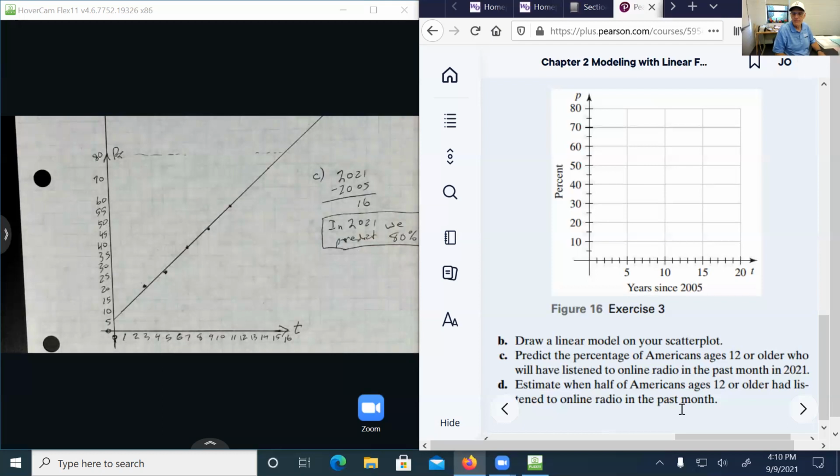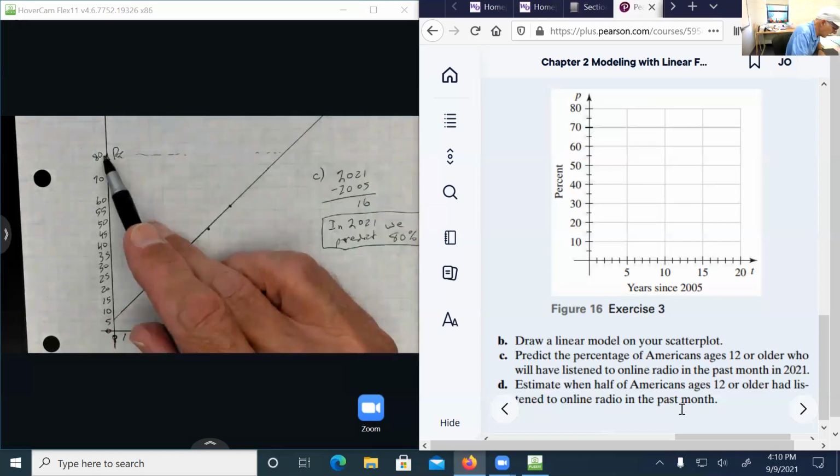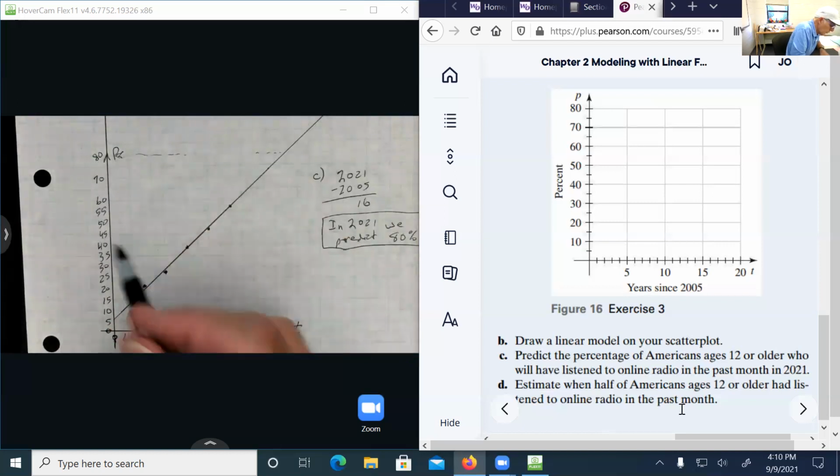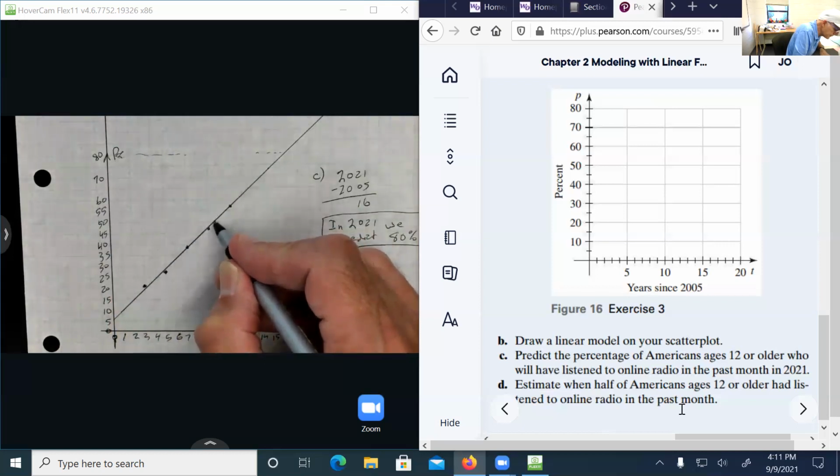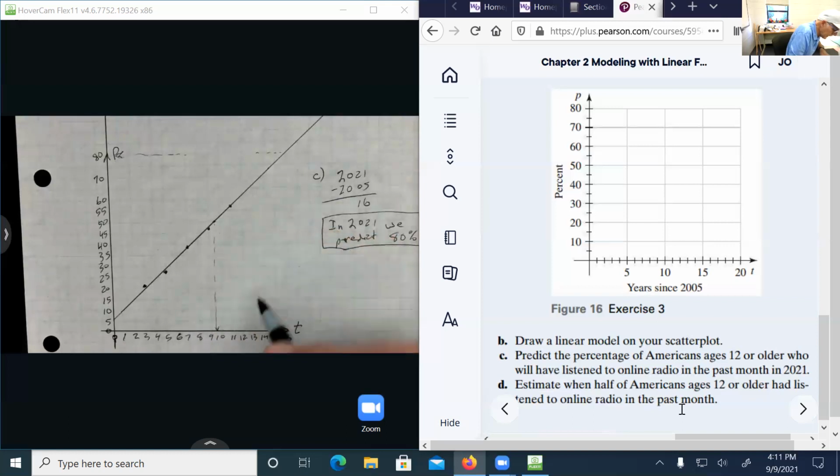And now, question D, estimate when half of Americans aged 12 or older had listened to online radio in the last month. Half means 50%. So we find 50% on the percent axis. We come over to the line, which is right here, and come down. And it looks like it's between T equals 9 and T equals 10. I think I'll use T equals 9. So for part D, T equals 9. Now, what does T equals 9 mean? Remember, that's 9 years after 2005. So we're going to get 2014. In 2014, about 50% of Americans listen to online radio.